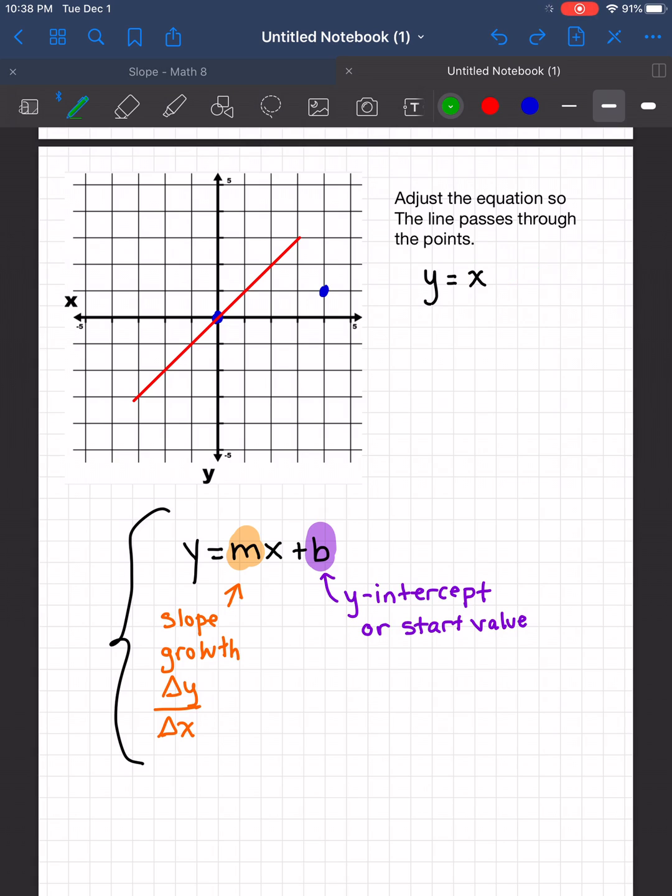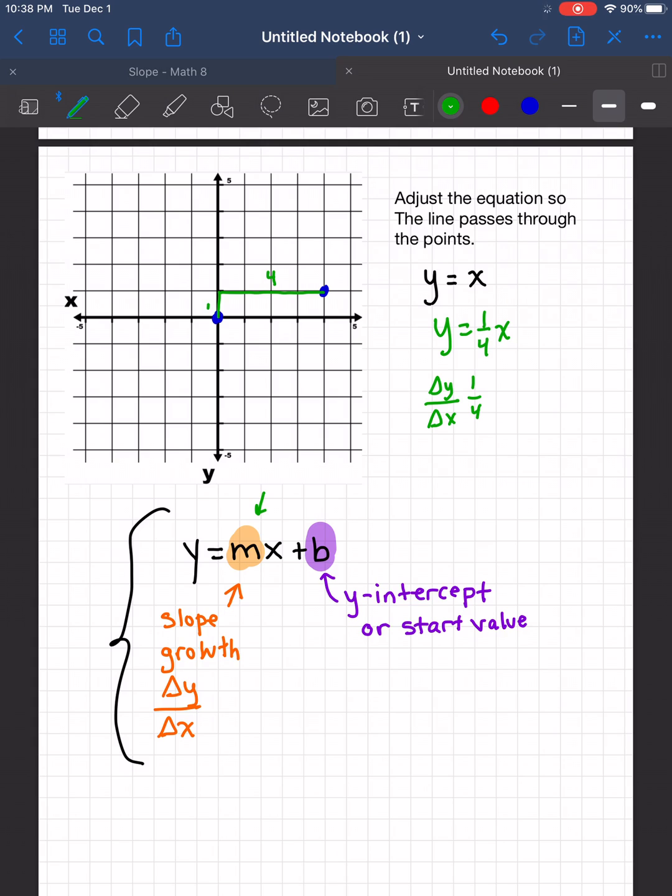So we need to find the slope of the blue points. I'm going to draw a growth triangle, and you can visualize that. I'd have to go up 1 and right 4. Remember, my growth, my m, my slope, is the change in y over change in x. My change in y is 1, and my change in x is 4. So my growth is 1/4. So my equation is going to be y equals 1/4 x.